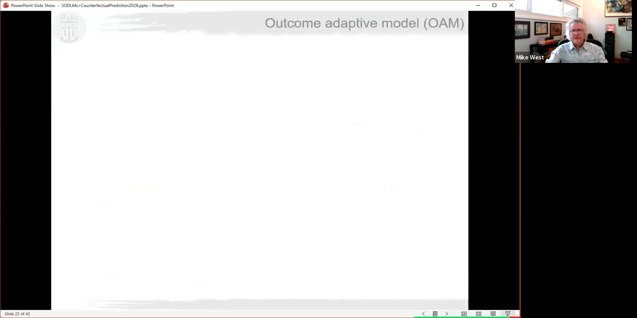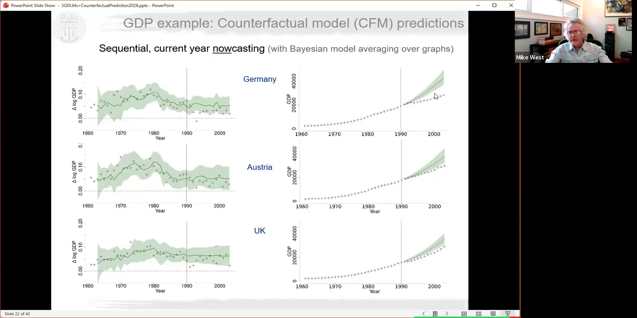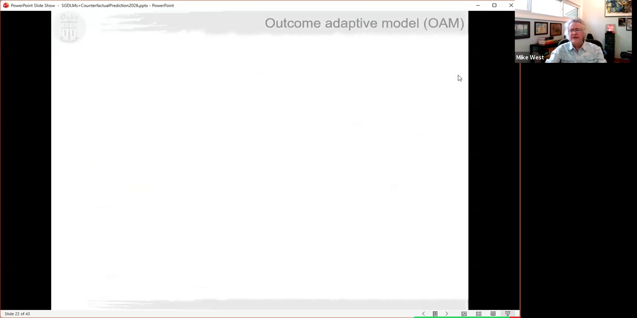So to get a bit closer to this, a bit more formal about this question, we've introduced what we call the outcome adaptive model. CFM stands for counterfactual prediction. OAM stands for outcome adaptive. And this is for getting a bit more serious about formal Bayesian counterfactual, formal Bayesian causal inference.